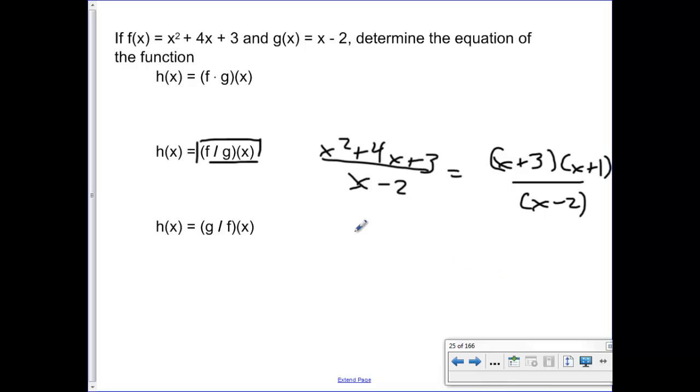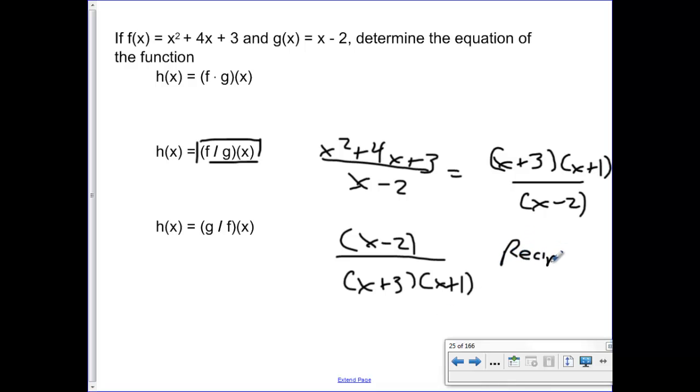Okay. Can we do the other one here then? What happens if we do g divided by f? What does that look like? It's actually just flipped around. It's the x minus 2 on the top and these guys on the bottom. So it's upside down. Do you guys remember what it's called when you flip something upside down? Good. Yeah, it's called a reciprocal.